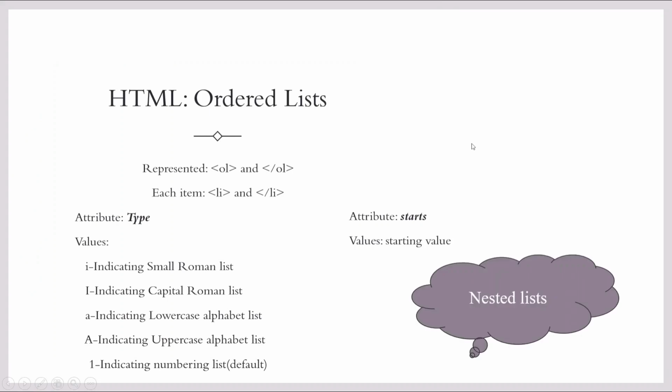HTML also allows us to create nested lists where lists are contained within other lists. This can be achieved by simply placing a list inside another list item. Nested lists are helpful for displaying hierarchical information such as subcategories or nested menus. Let's see a small example.